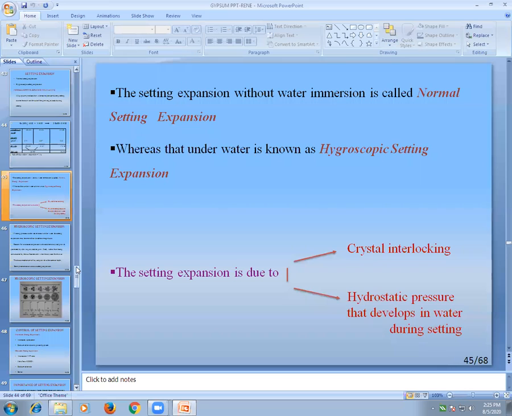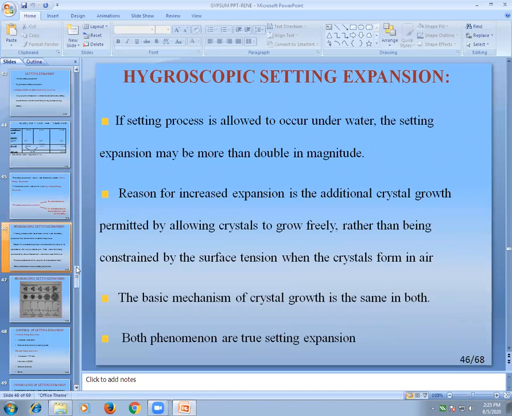So the setting expansion without water immersion is called normal setting expansion. Whatever the amount of water is required for the mixing, at that time whatever the amount of setting expansion occurs, that is normal setting expansion. Whereas when you keep that product under the water for setting, then whatever the amount of expansion that occurs is called hygroscopic expansion. The setting expansion is because of crystal interlocking and hydrostatic pressure that develops in water during the setting. So what is hygroscopic expansion?